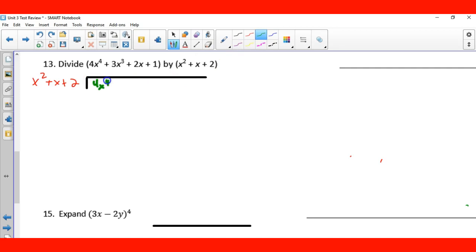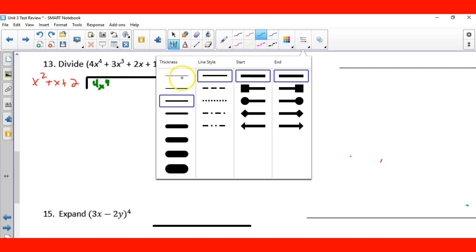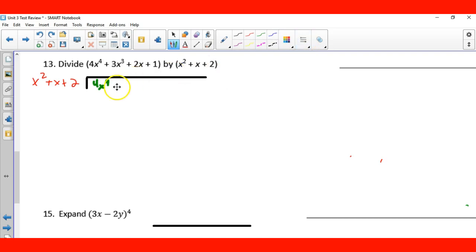4x to the 4th, plus 3x cubed. Now, the thing I want to point out is, see how there's no x squared right here? So we're going to put 0 in this place. Plus 2x plus 1. So 4, 3, 2, 1, 0. Okay. So here we go.